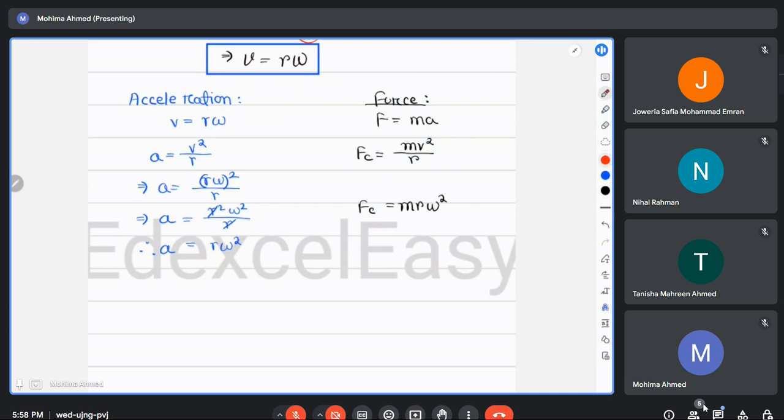These are the two equations for your centripetal force. Quite important. Both equations are equally used. So these are both important.